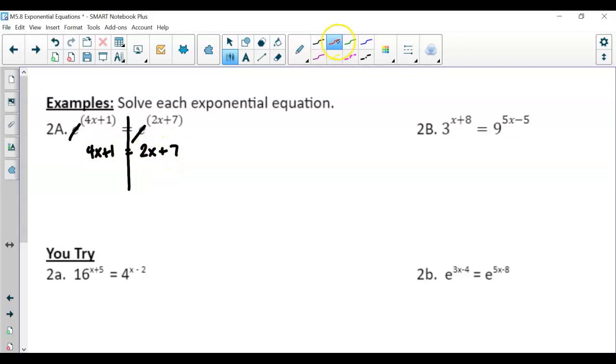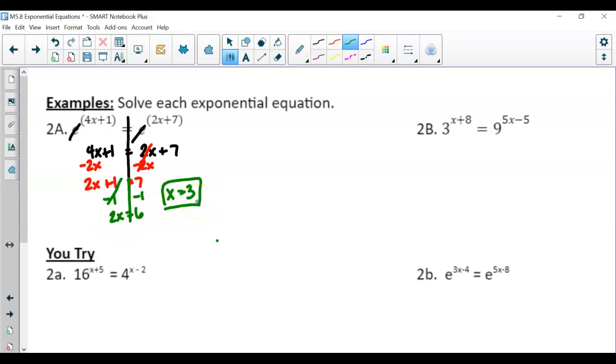Now you're just solving for x like it's a multi-step. So I'm going to gather my variable and subtract 2x. Now, can you subtract 4? Of course. I just like subtracting the smaller amount because you're going to end up with a positive. So now I've got 2x plus 1 is equal to 7. Now you're just solving your two-step here. Subtract 1, you've got 2x is equal to 6. Divide by 2, and x is equal to 3.